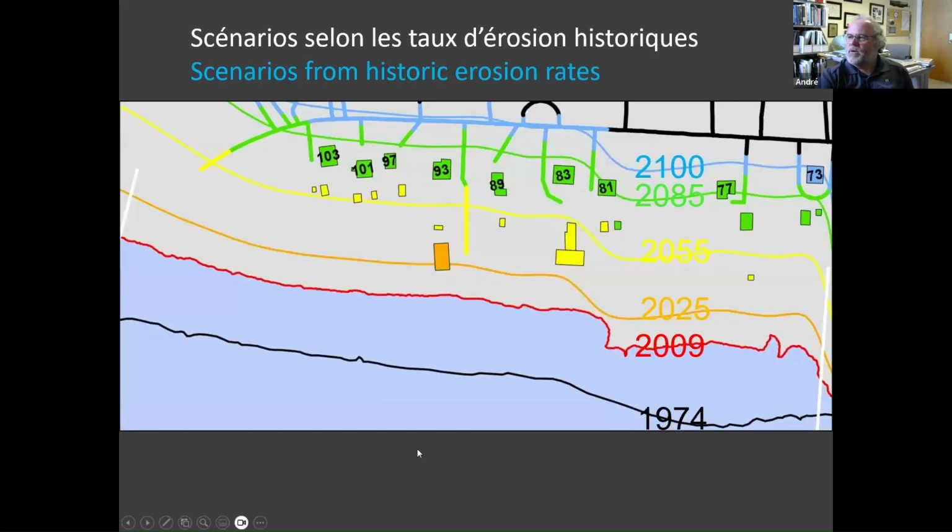That's speed of erosion. So here's about the same area. So we have the coastline in 2009. We can measure the rate of change of the recession, and we can extrapolate that data to predict where the coastline will be in the future. We put color coding here for erosion risks. So we're not talking about flooding here.